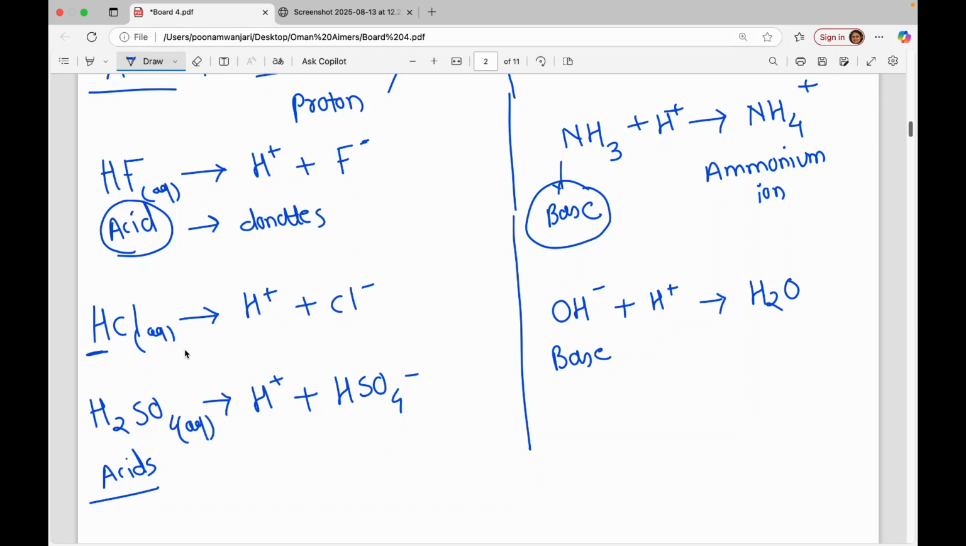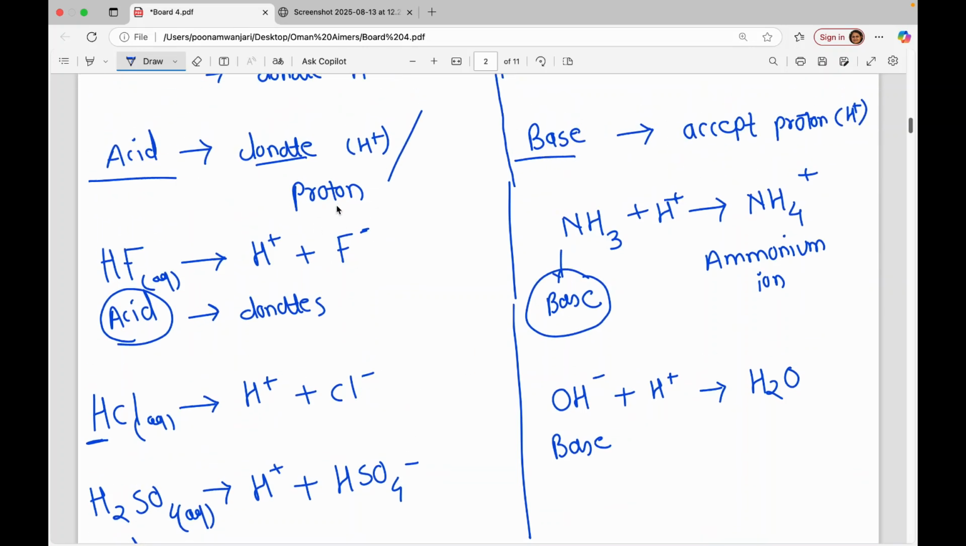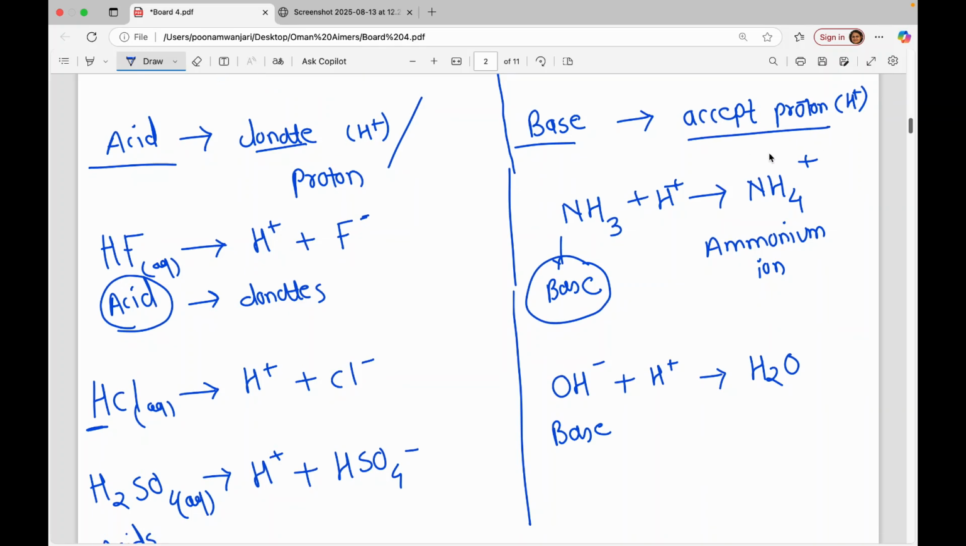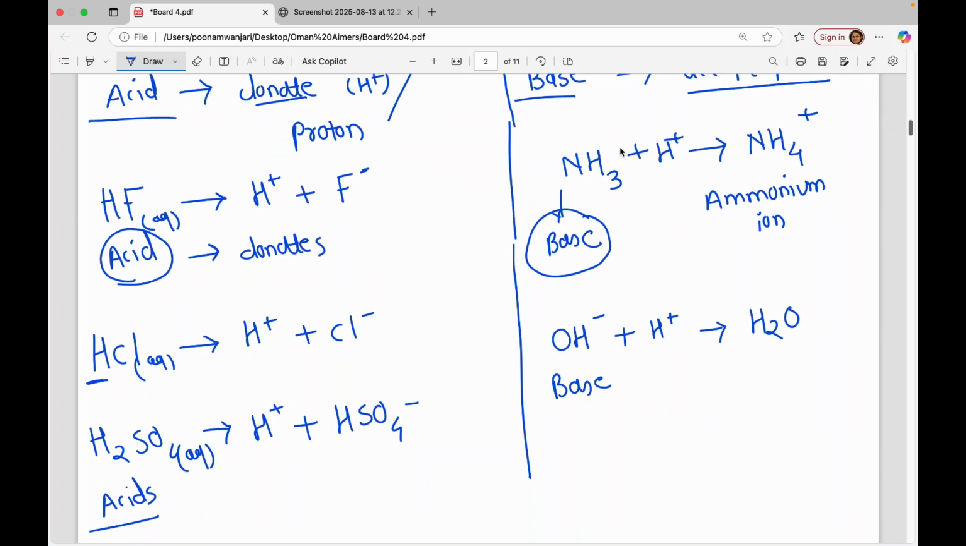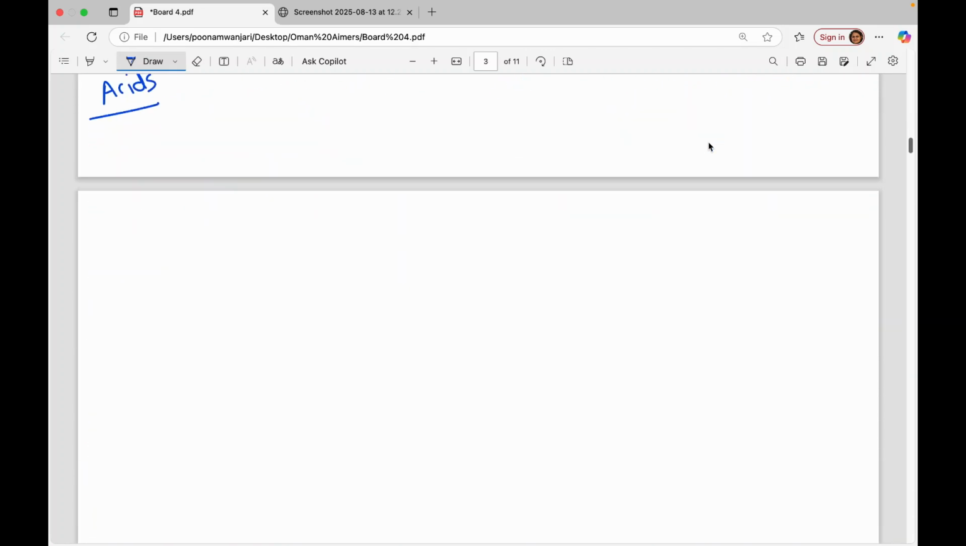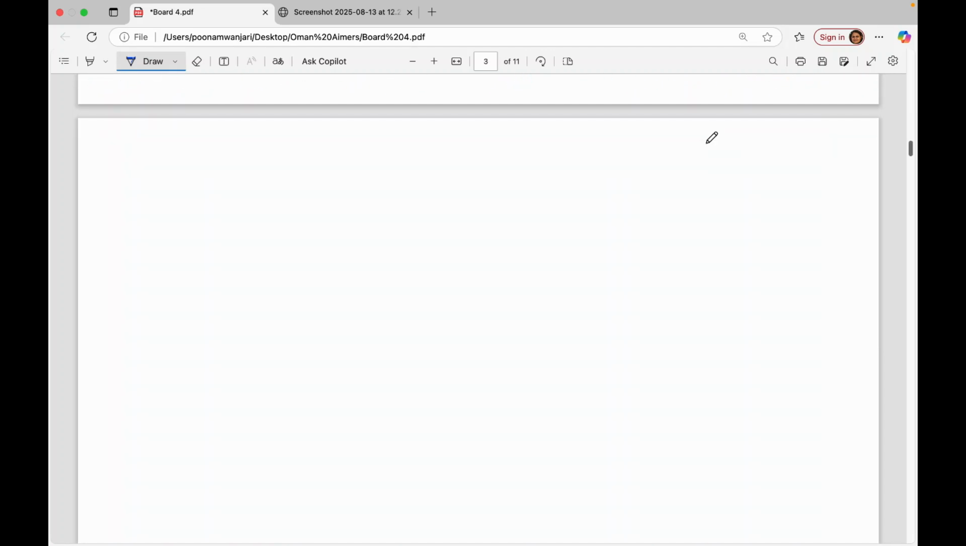So acid is that substance which donates a proton, and base is that which accepts a proton. This is the simple student definition of acid and base given by Bronsted and Lowry. Now, if they are forming something together, if acid is giving base and base is giving acid, we have to give them a name, and that will be conjugate acid base pair.